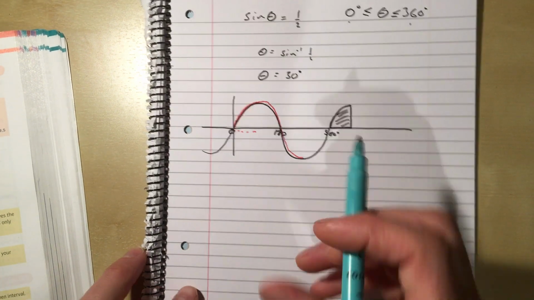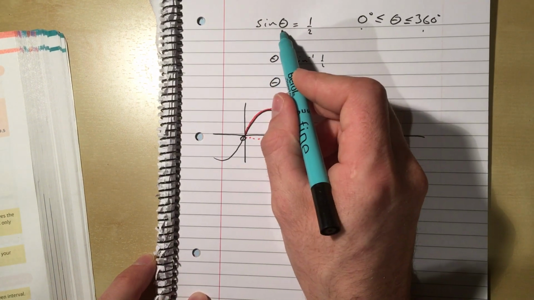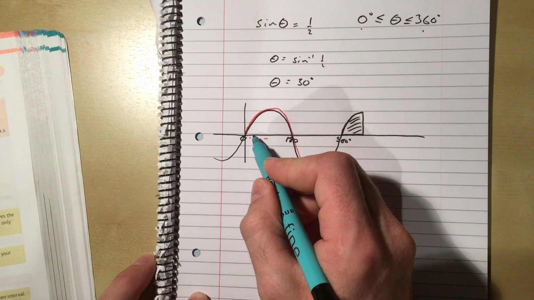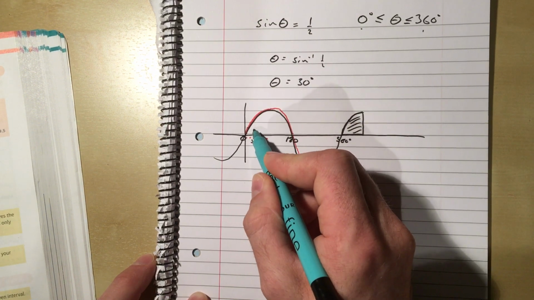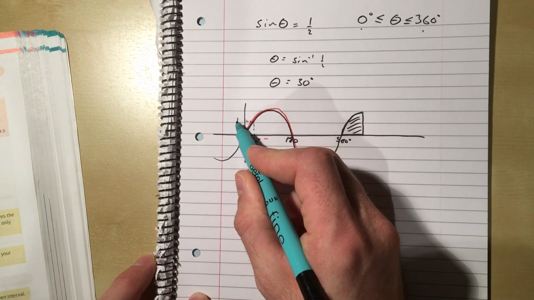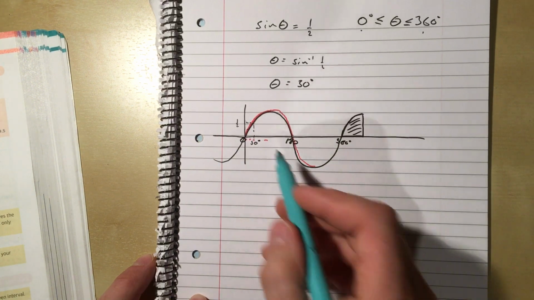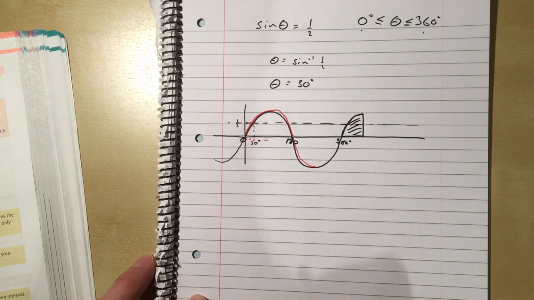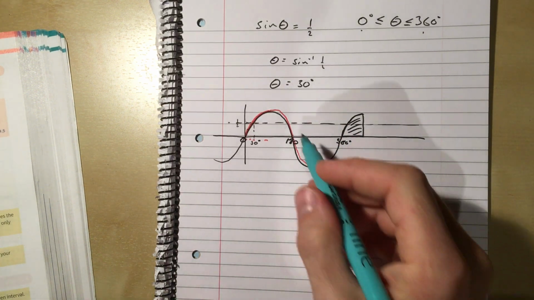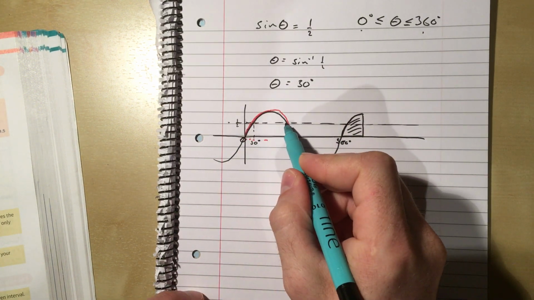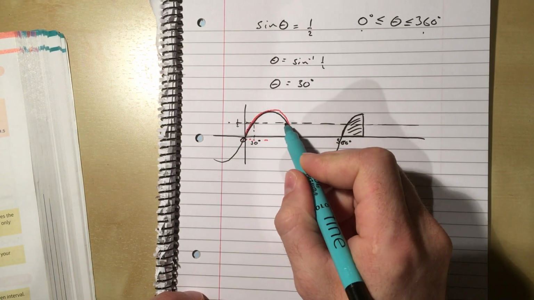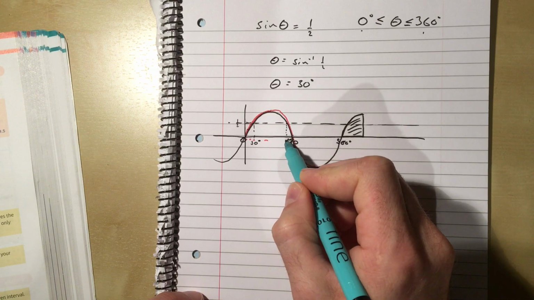So this is how we're going to do it. I've taken an angle, it was 30 degrees, I put it into sine theta and I got a half. So if I put 30 degrees in, then my output is a half. Now what I'm going to do is draw a line across, and I'm going to look and say, well, when the output is a half, the input was 30 degrees, but another possible input was this number here.